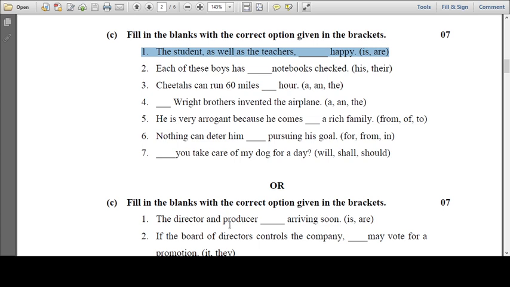The student as well as the teachers is happy. I clearly mentioned that this is about subject-verb agreement. Here the subject is the student, not the students. So when one singular subject is joined with "as well as", at that time the verb will be singular. So that is why "is" will be the right answer.